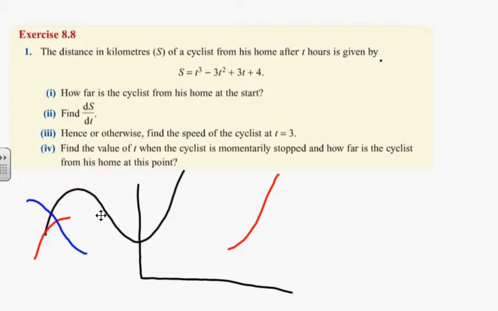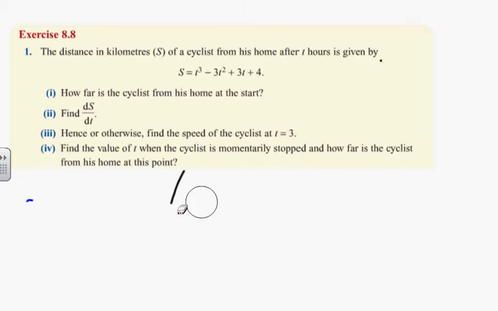Now, what we're going to do is analyse the question. How far is the cyclist from his home at the very beginning? You're just going to get S equals 4. Then ds/dt is 3t squared minus 6t plus 3. Remember I said the slope always seems to be positive here, doesn't it? Yes, because you're getting further and further away from home every time.